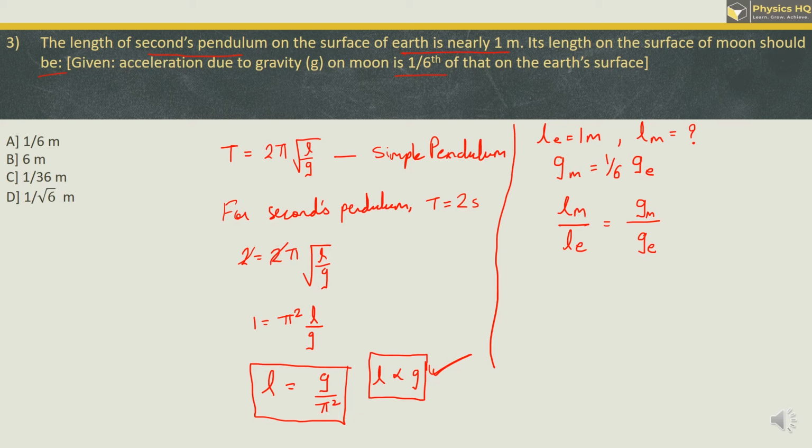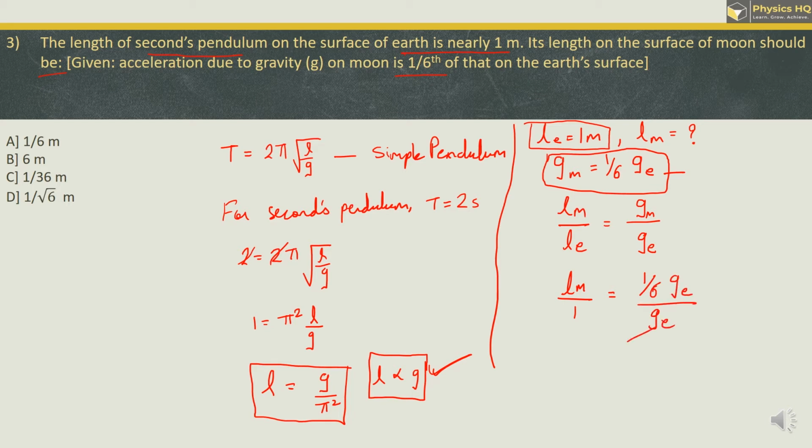Now over here we are going to put the values of Gm, which is equal to 1/6 Ge, and second thing that we'll put is the length on Earth. So what we are left with is Lm upon 1 equals, instead of Gm, we put 1/6 Ge divided by Ge.